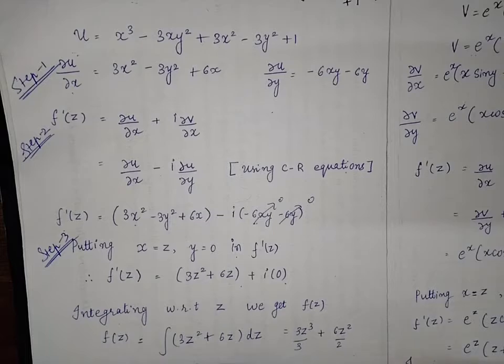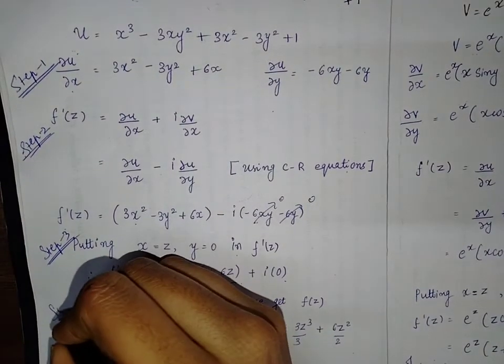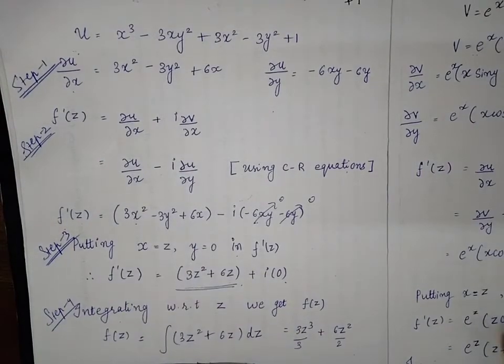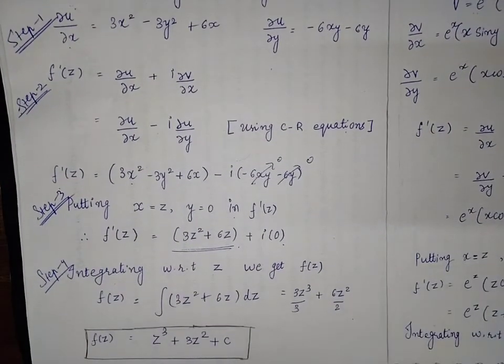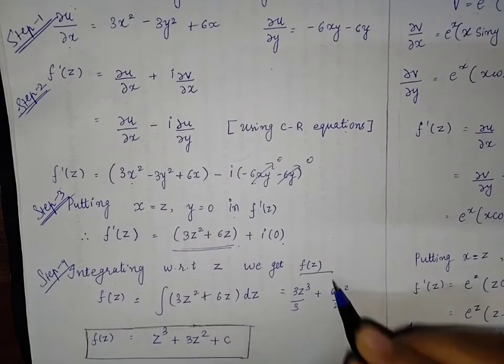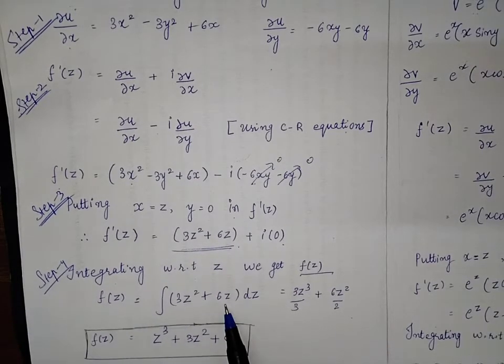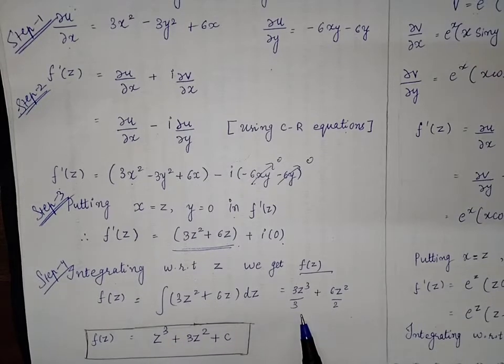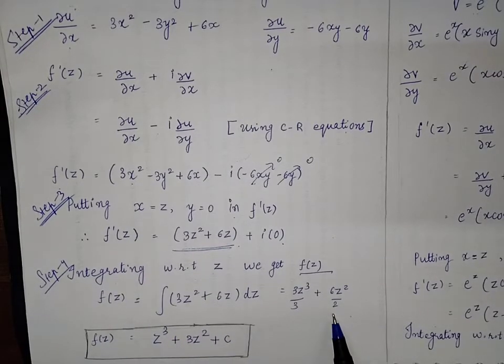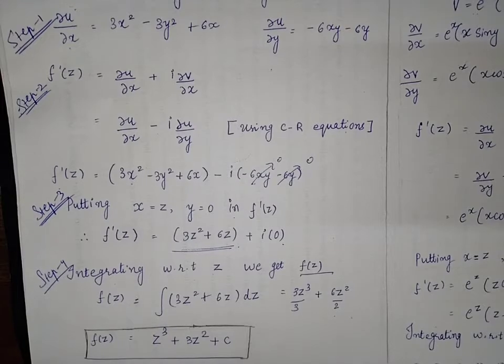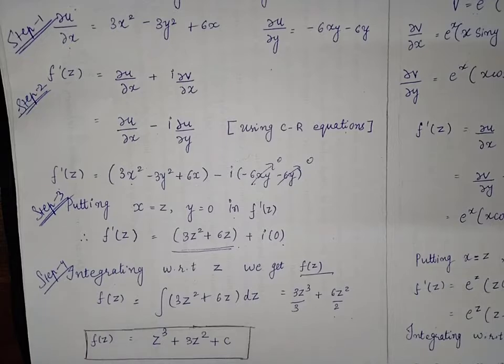So I into 0 is 0. So we got only this term, and in the last step, that is step 4, you have to integrate f dash of z to get f of z. So f of z will be the integration of f dash of z, and f dash of z is 3z square plus 6z, and integrating it we get 3z cube by 3 plus 6z square by 2. So our f of z will be z cube plus 3z square plus c. So this is the answer of this example.